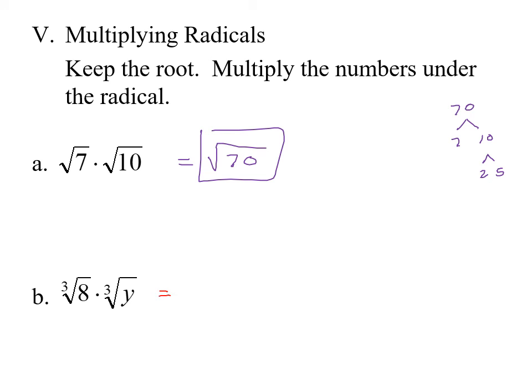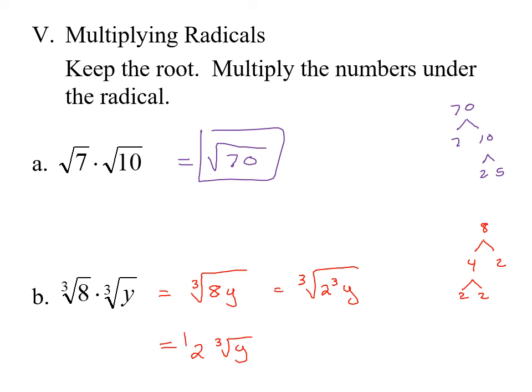On part B, they're both cube roots, so we do the cube root of 8y. Or if you wanted to, you could notice that the cube root of 8 could be simplified. 8 is 4 times 2, or 2 times 2 times 2. So this is actually the cube root of 2 cubed times y. And since the power on the 2 matches the power on the radical, you pull the 2 out front. And you could put it as 2 times the cube root of y.